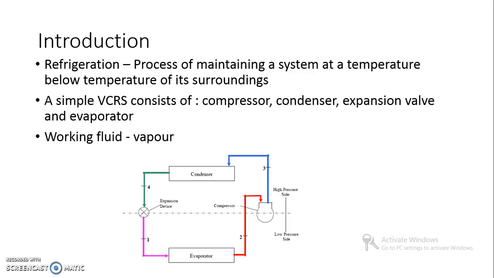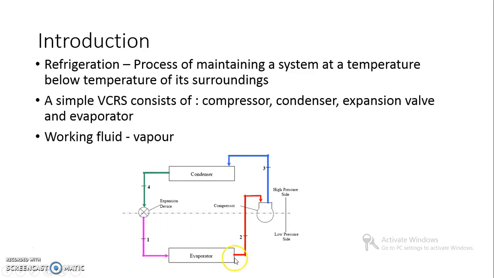So, a simple vapor compression refrigeration system consists of basically 4 items. The first one is the compressor. The second one is the condenser. The next is an expansion valve. And the last one, the evaporator. The evaporator is the body where you have to keep the temperature low. As you can see, I have provided a line diagram of a simple vapor compression refrigeration system.